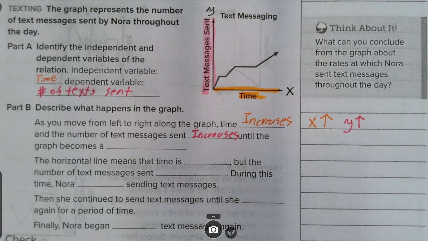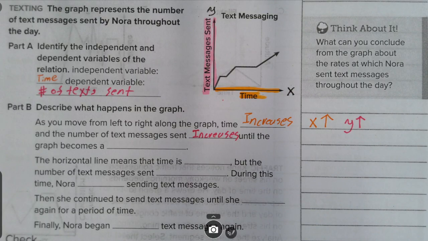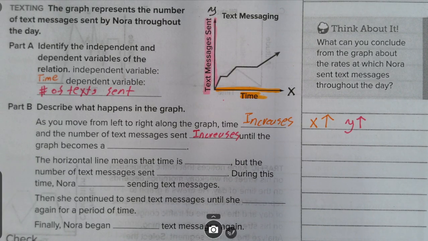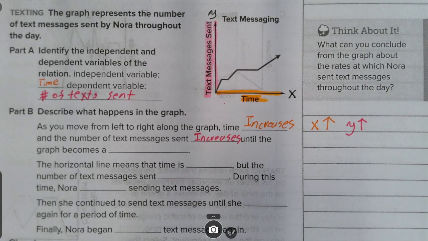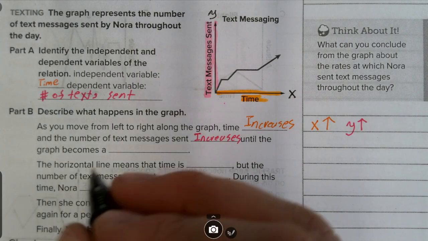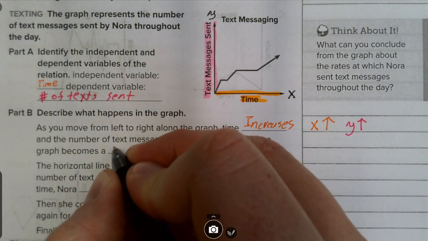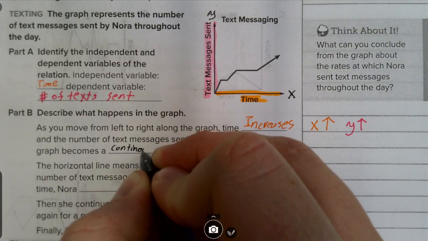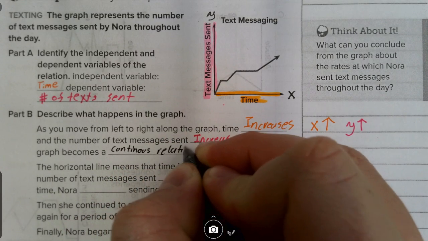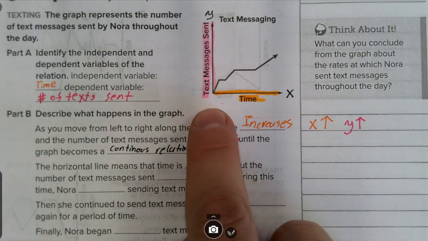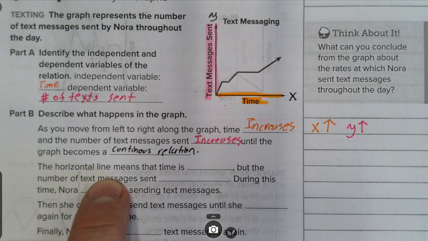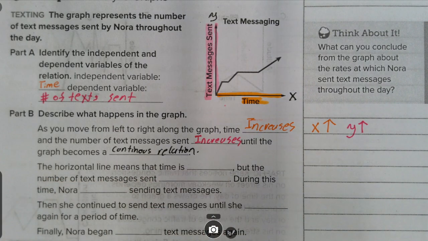Until the graph becomes, well, the graph's going to become a continuous graph of text over time. We don't know exactly what the time is, but this is just going to show us the total number of texts sent whenever we stop. So this will be a continuous relation. As time goes on, whatever our starting time is, texts go up. The horizontal line means that time is increasing.